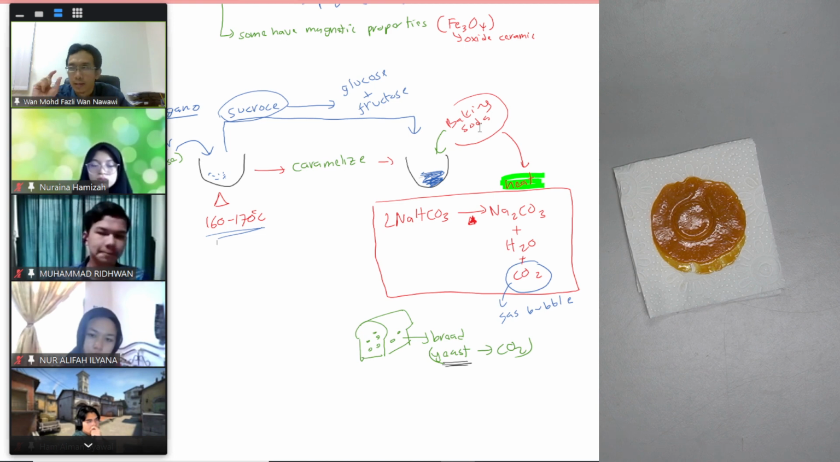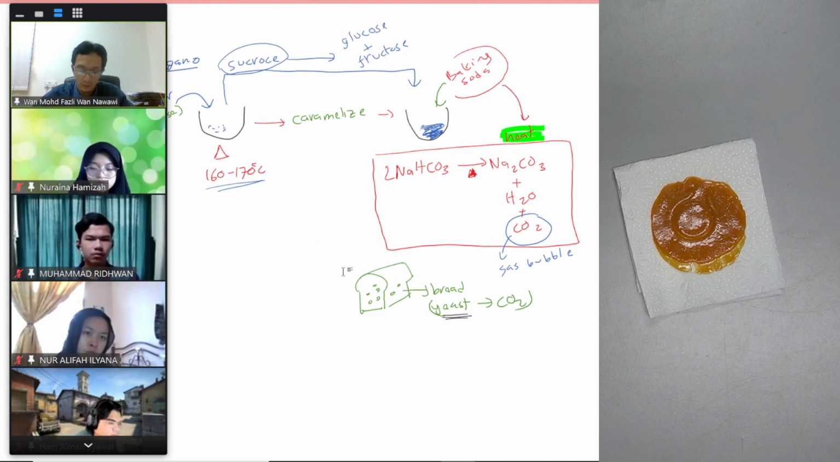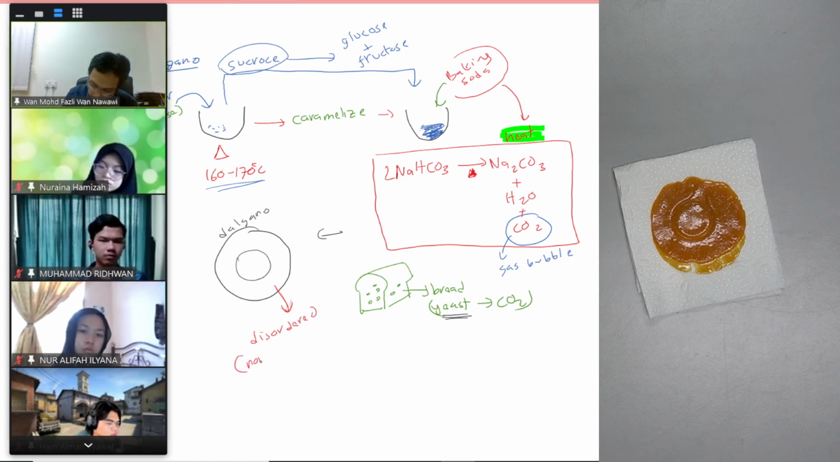Now previously we talked about the brittleness of ceramics. So here, as I said, when you get the Dalgona, the molecules inside are disordered, or we call it non-crystalline.